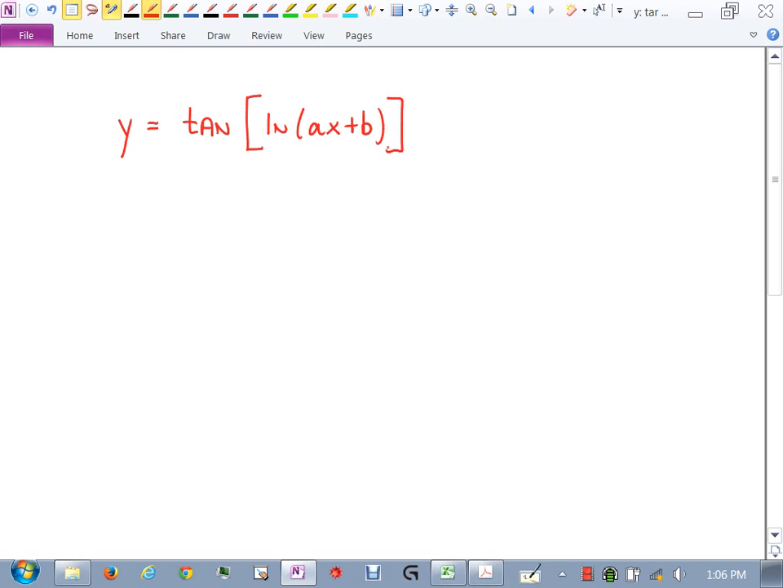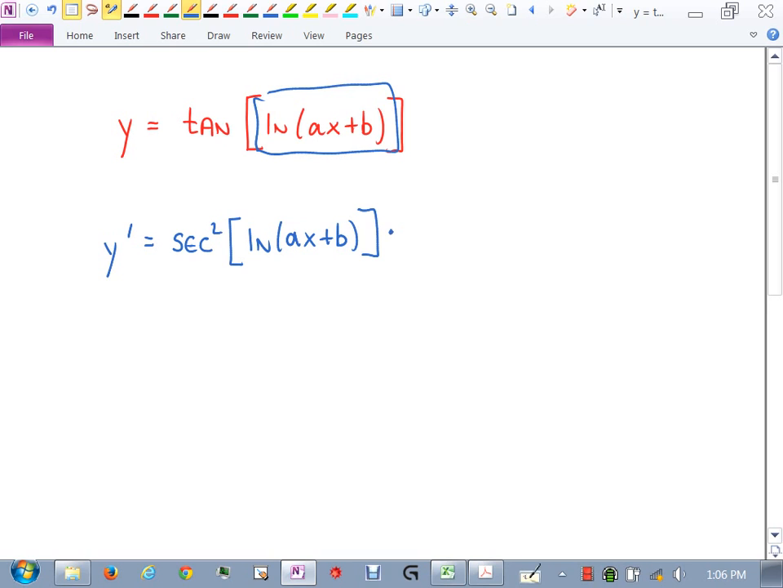I see chain rule because I have a linear expression sitting inside of a log, sitting inside of a tangent. So it's like inside, middle, outer. I want to start by taking the derivative of what's on the outside and working my way in using chain rule. The derivative of tangent of something is secant squared of that something, the whole thing. Don't touch it. Just leave it alone.